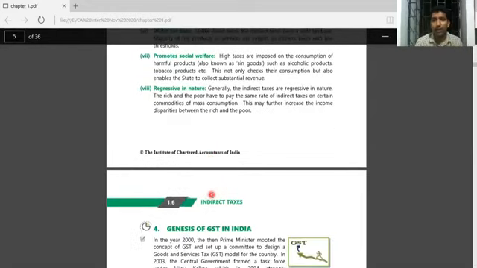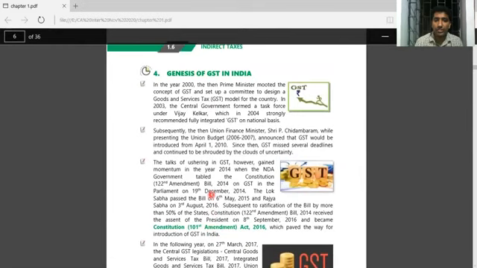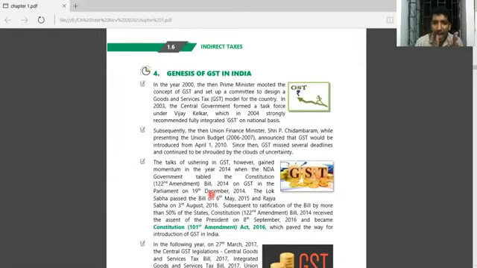These points we have already discussed. Now, genesis of GST in India. What do you mean by genesis of GST in India? So the history, how GST was introduced in India. We need to just understand this in a very small nutshell. We will just summarize it.